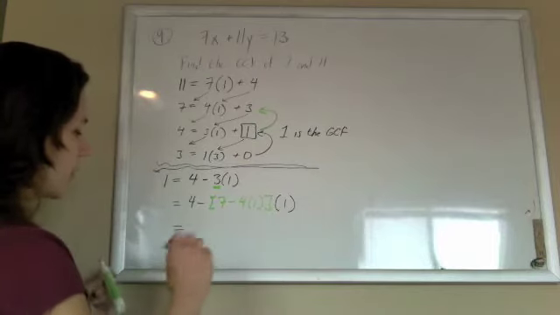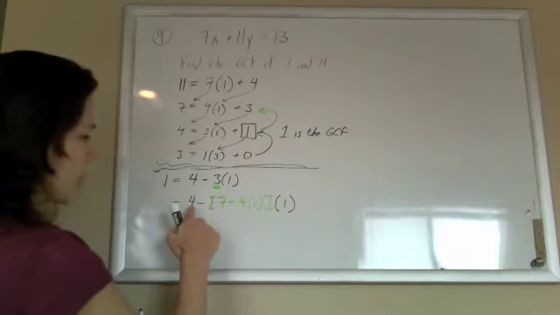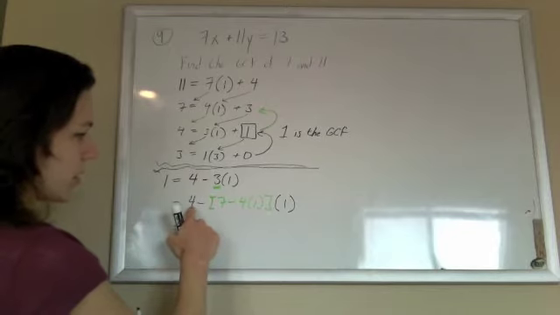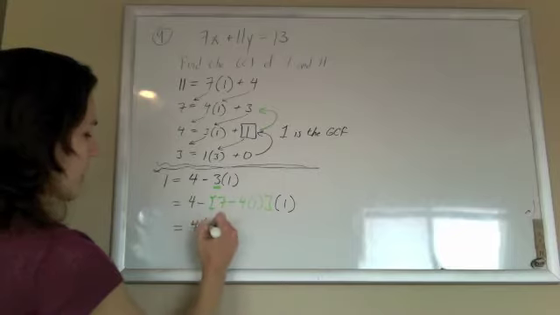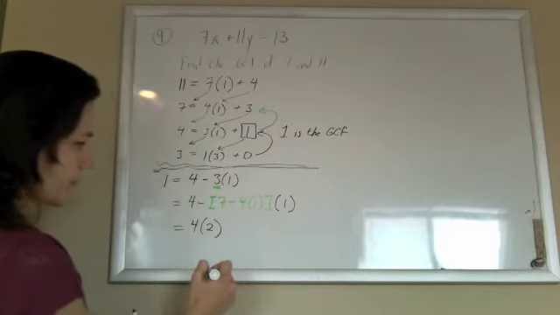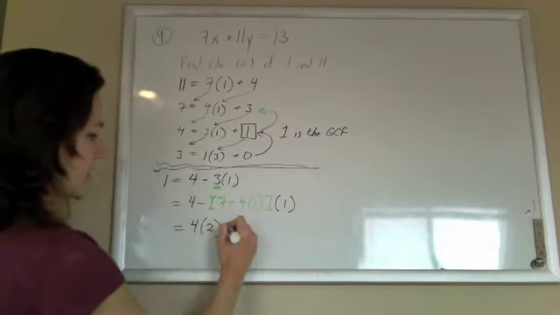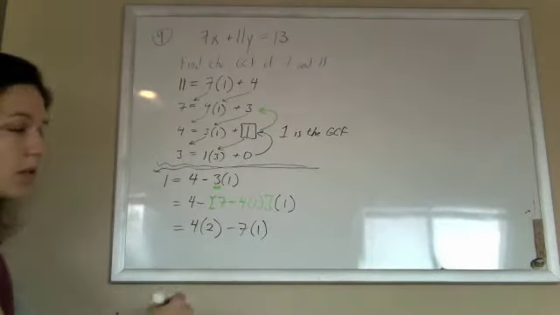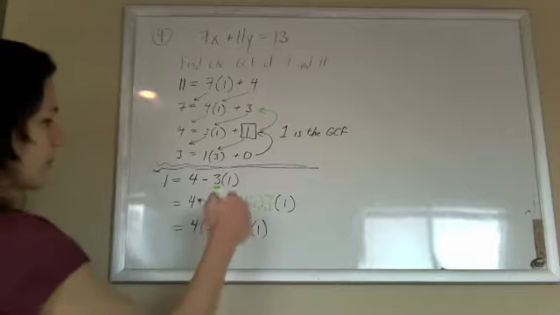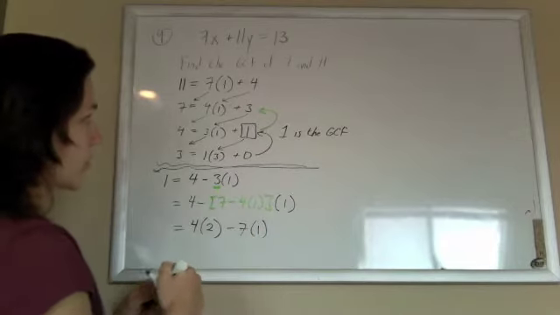So how many 4s have I got? Got 1 4 here and another 4 here. So I actually have 2 4s. And how many 7s do I have? Just the 1. So we've rewritten, we've gathered, we're going to do it again.